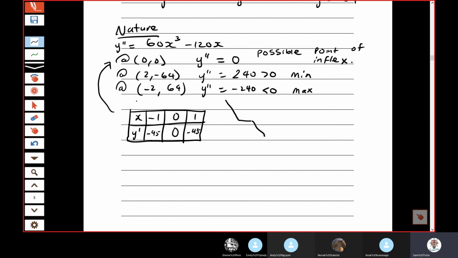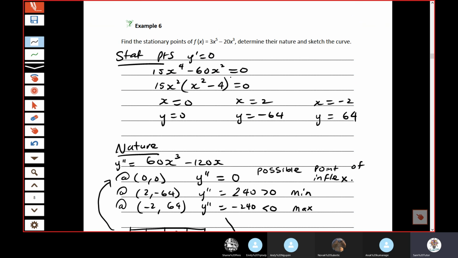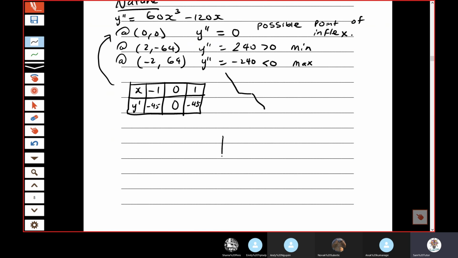Now, it's not always necessarily true where you get a negative, 0 and a negative, where it becomes a horizontal point of inflection. The reason why it's not necessarily true is because to prove it's a point of inflection, you must do the third step, which we haven't even got to yet. But for now, at your stage, we're going to assume it's true. So the graph becomes this. What is it? Yeah. 2, and negative 64. It's a minimum at negative 2 and 64. It's a maximum and then a horizontal point of inflection.